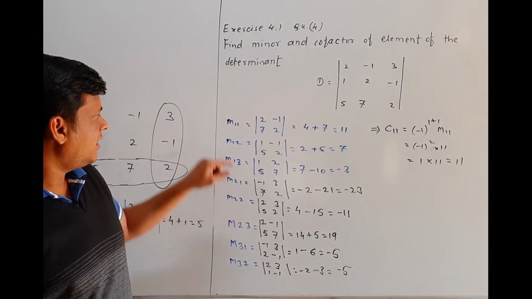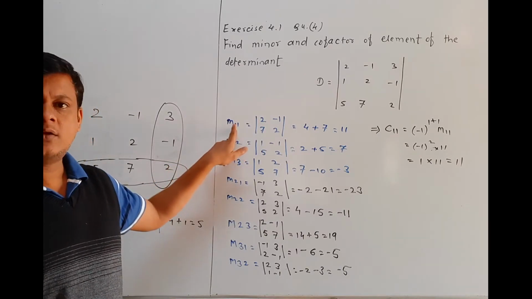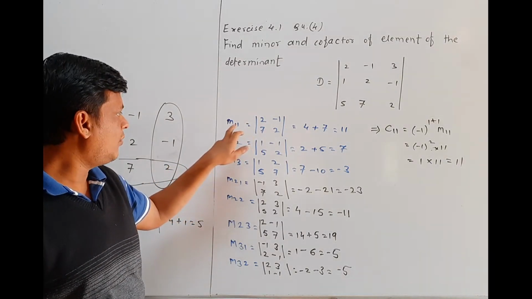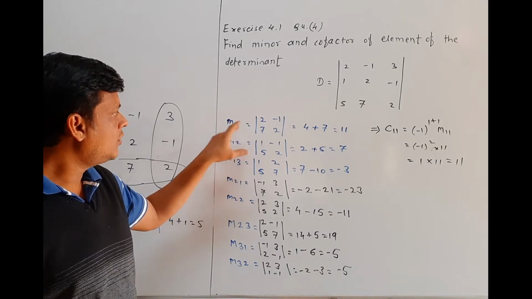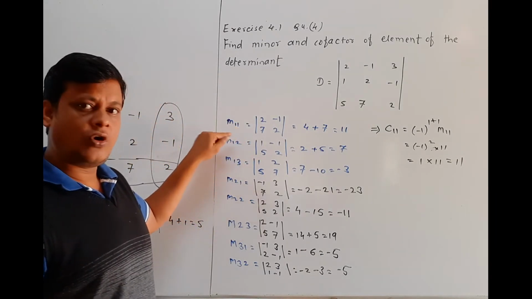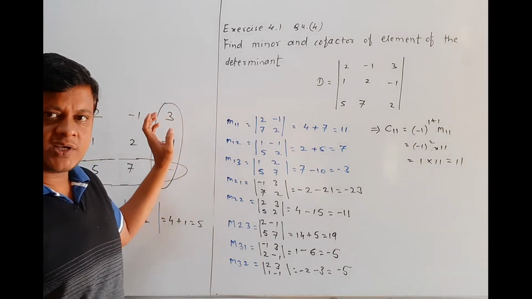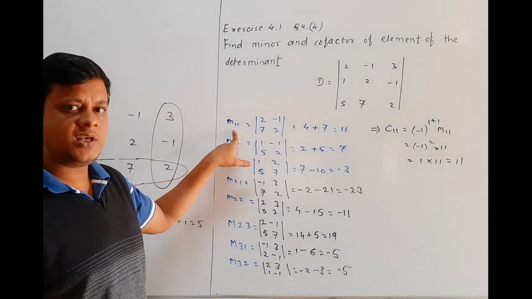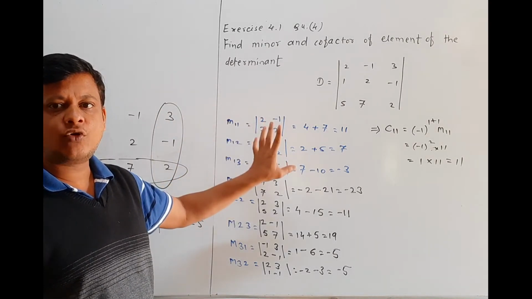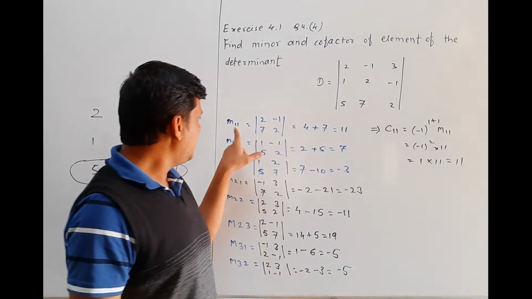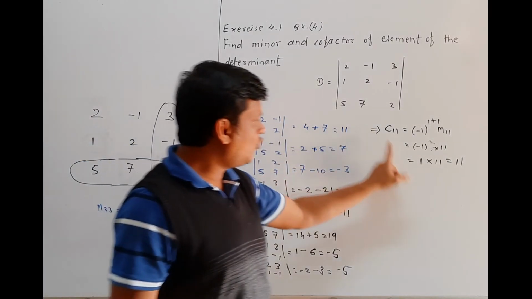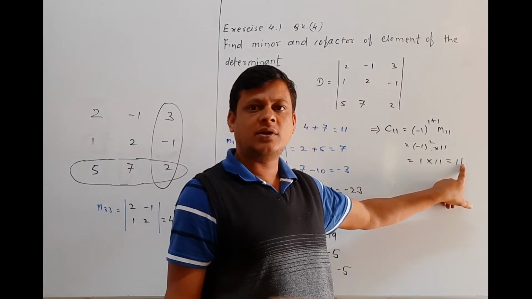That means here we add the position of that element. So 1 plus 1 we get 2. 2 is an even number. So as we already discussed in the previous lecture, if the sum is even, then the minor is the cofactor. So we write this minor as 11 and the cofactor is also 11.